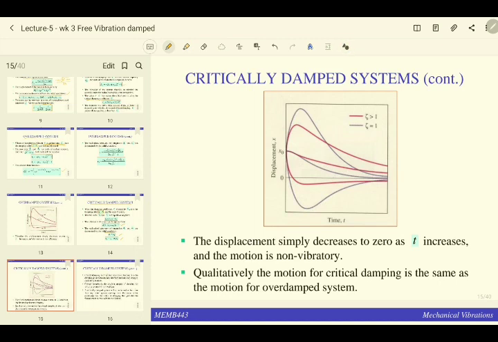So you can see that in black, this one is equal to 1, which is a critically damped system. This one is over 1, which is an overdamped system. You can see that the displacement simply decreases to 0 as t increases, and the motion is non-vibratory. Quantitatively, the motion for critical damping is the same as the motion for overdamping.